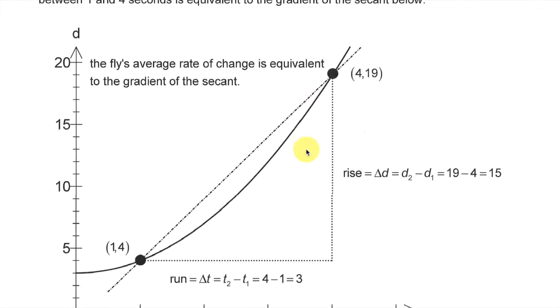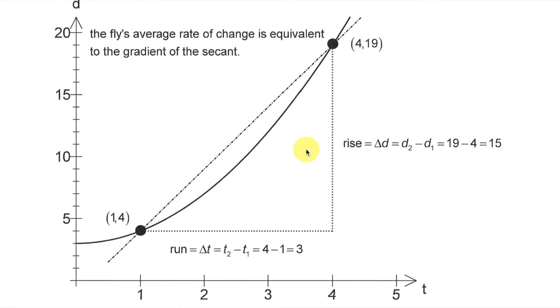Let's look at our example that we've used previously about the fly and its displacement. Initially, the fly at the 1 second mark has a displacement of 4. 3 seconds later, so 4 seconds overall, there's a displacement of 19. If we take the gradient of the line that joins these two dots together, it will represent the average velocity of the fly between 1 and 4 seconds.